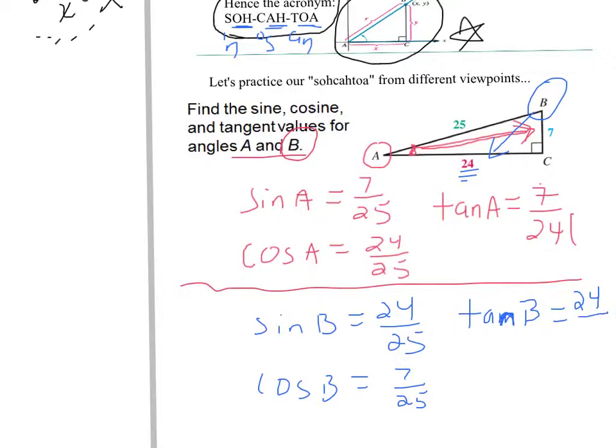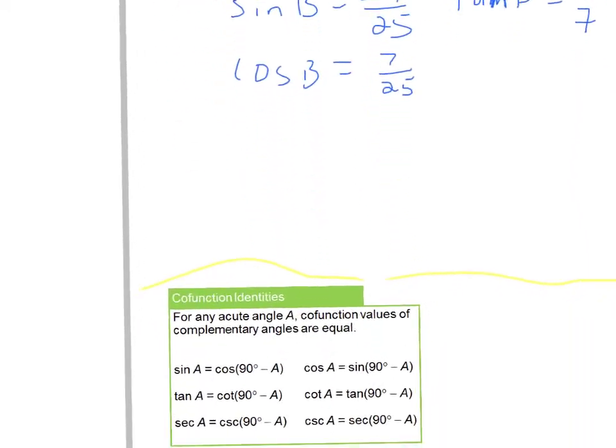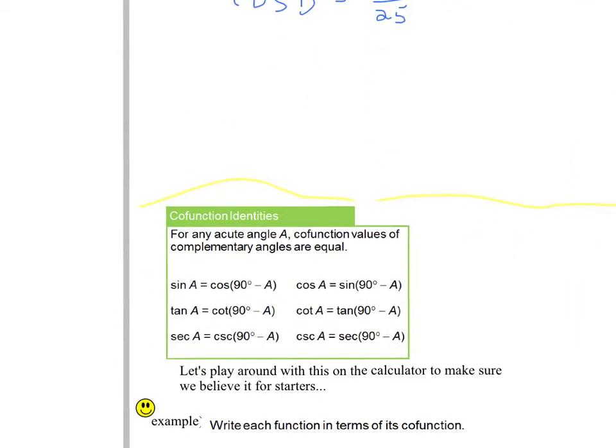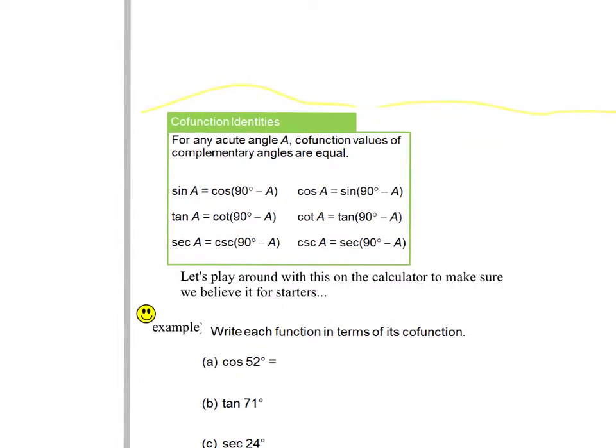So 24 over 7. All right, hope that helps. Now, let's scoot that down a little bit, see what's next. Cofunction identities. Okay, now these can be a little bit tricky to explain to someone, so I'm just going to kind of start off real easy.